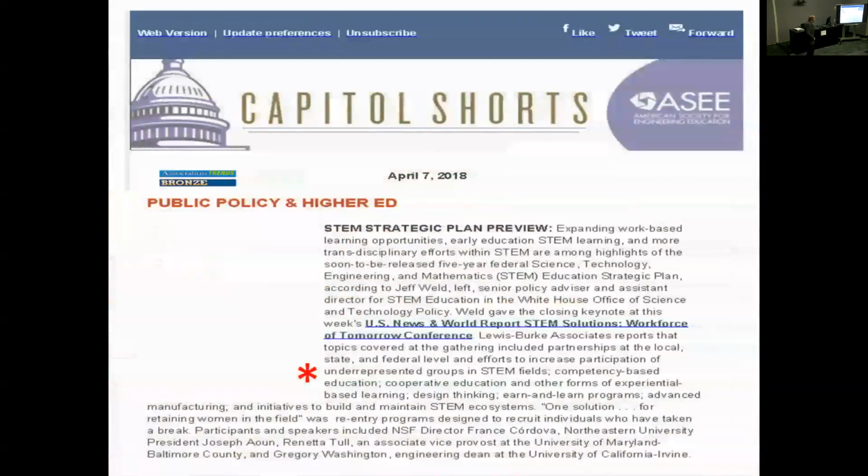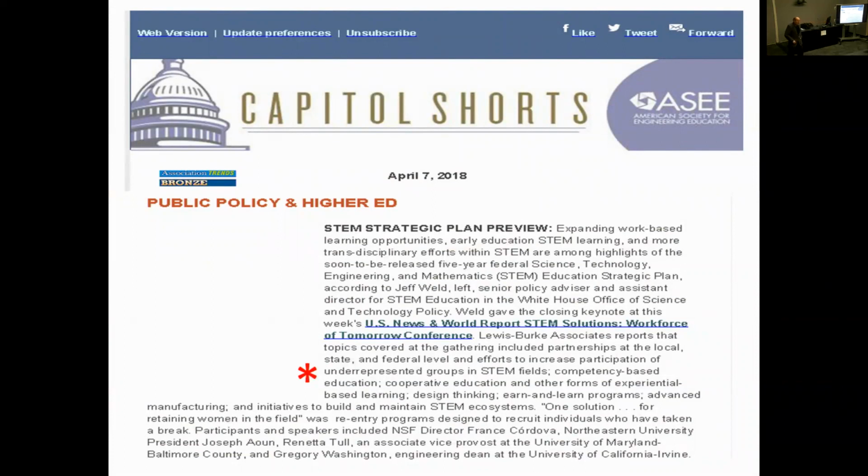So looking at the slide, I'll read what's marked with the asterisk here, which I think is pretty important actually. The issue of STEM has reached the White House, and at a recent meeting, it was published in U.S. News and World Report about STEM education in the White House Office of Science and Technology Policy. One of the points that was raised was federal level efforts to increase participation of underrepresented groups in STEM fields.